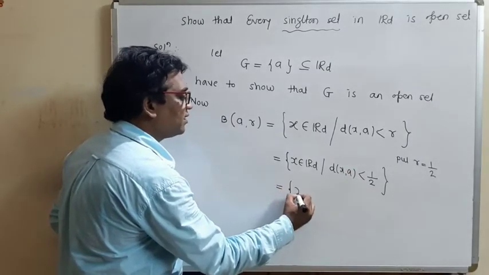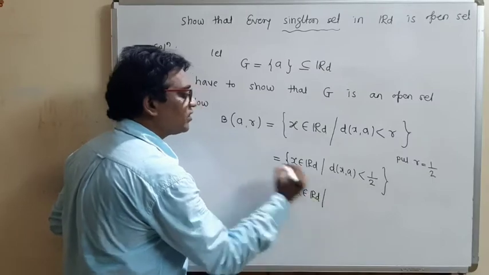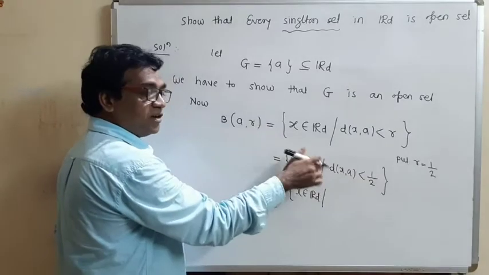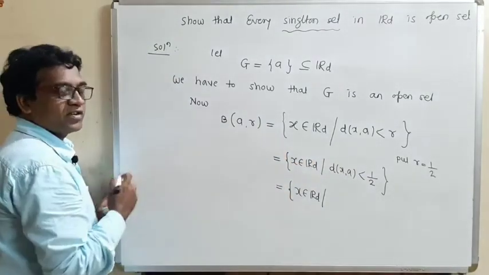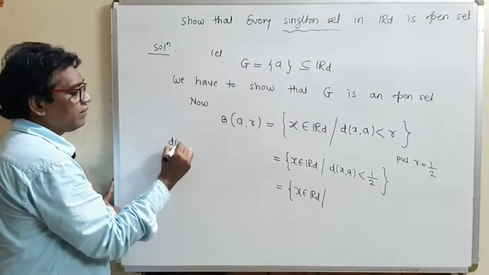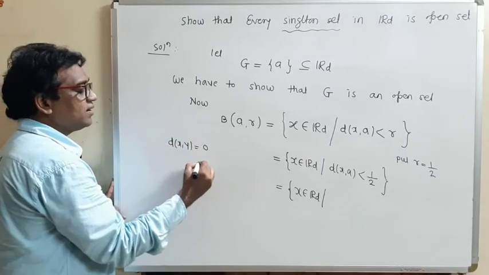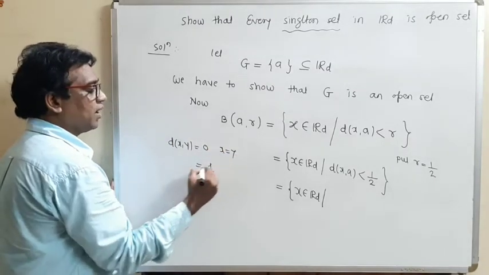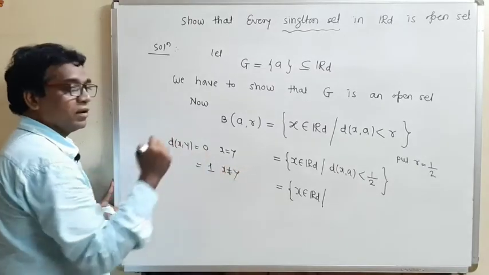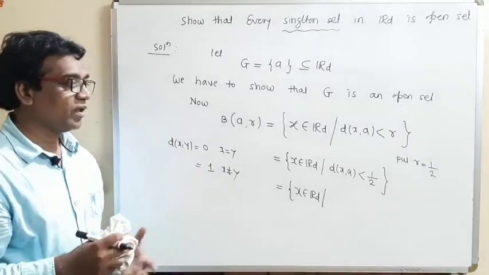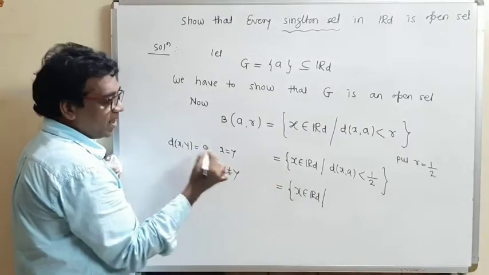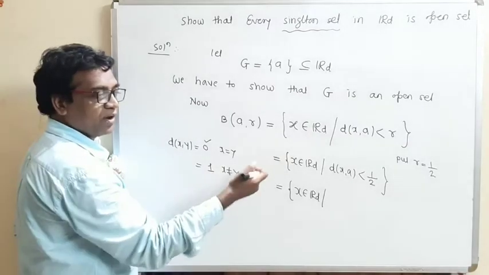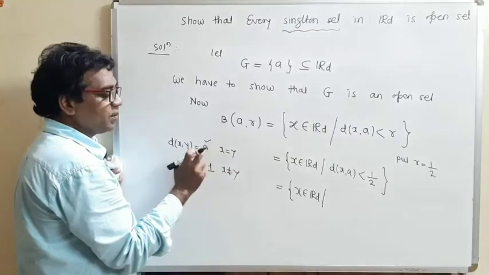So find out this set. This is the set of all X in RD such that distance between X and A is less than 1/2 in the discrete metric. Now this is the condition for the discrete metric. In discrete metric, we have just these two values: either the distance is 0 or equal to 1. When the distance is 0, the points are the same, and when the distance is 1, the points are different. Now we required less than 1/2 distance. Less than 1/2 means this is the possible value, because 1 is a larger number than 1/2. We required less than 1/2, so the possible number is 0.